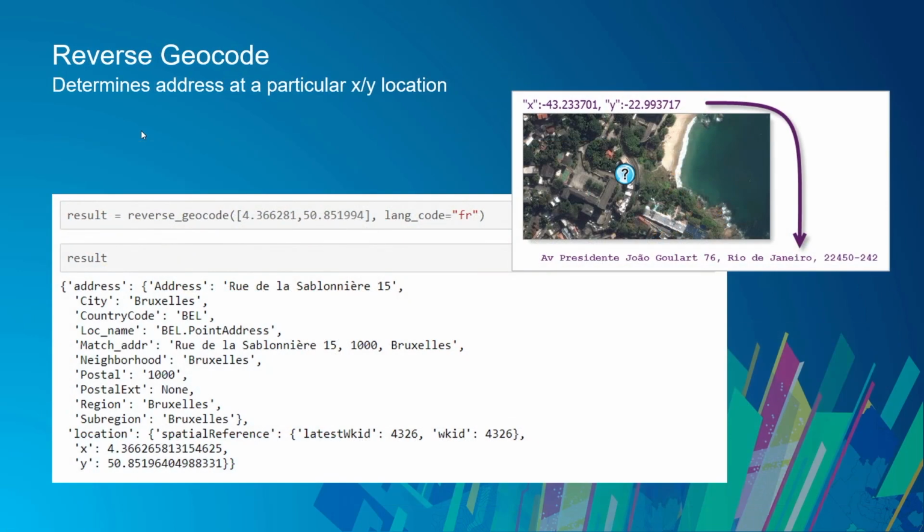Reverse geocoding is giving a set of lat-long or XY locations and getting back the address at that location. So here we have our point location for a reverse geocode, and I'm going to set my language code to French because this area is in France, and we get back the address for that XY location.